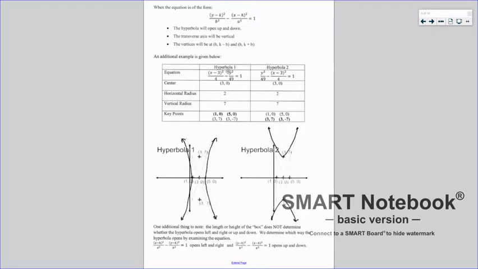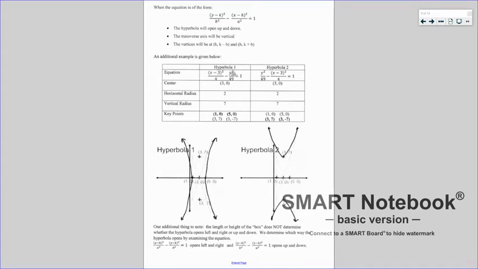And this is one where the y squared is negative, so it opens left and right. So I'll use that vertex and that vertex, and then hug the asymptotes as we go. y squared over 49 minus (x minus 3) squared over 4 equals 1. Notice it's very similar to this one.